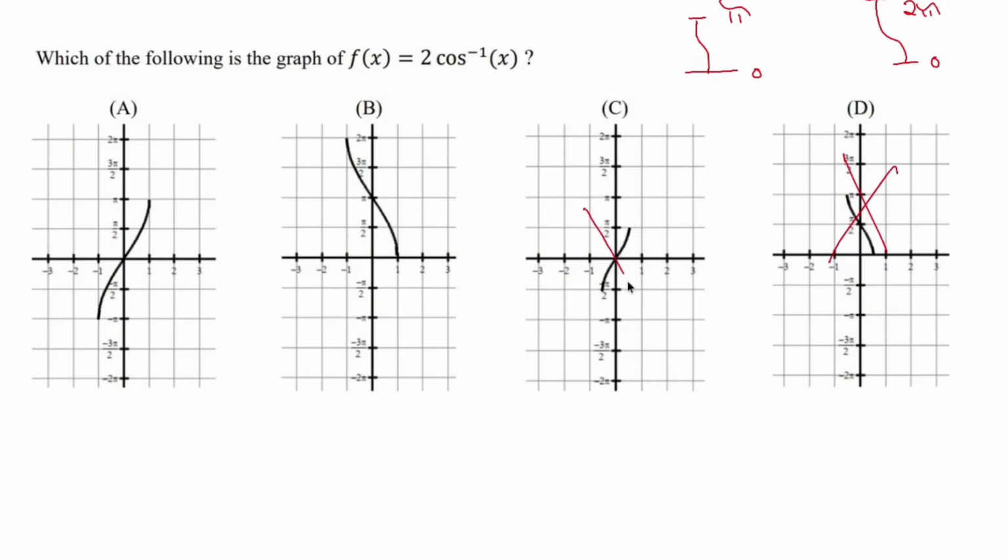Nope, you're the original inverse cosine. You're in the wrong direction. There you is. The answer is B.